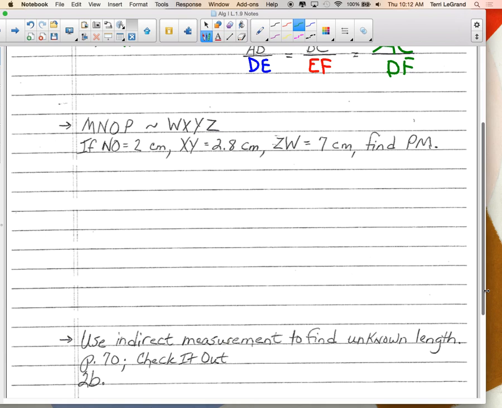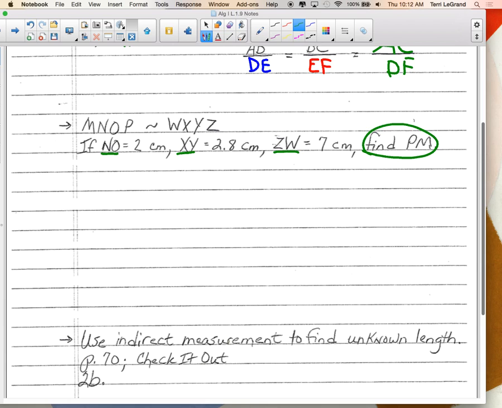So we have this quadrilateral, similar to another quadrilateral, and they're saying if length NO is 2 centimeters, and length XY is 2 8/10 centimeters, and length ZW is 7 centimeters, find the length of PM. So we need to set up a proportion now. We're going to need to use these guys in our setup.